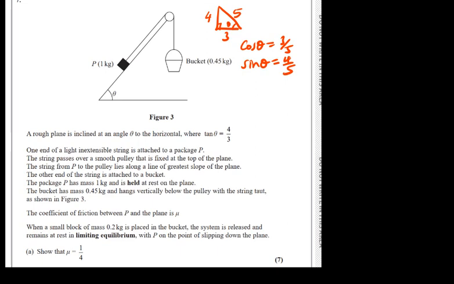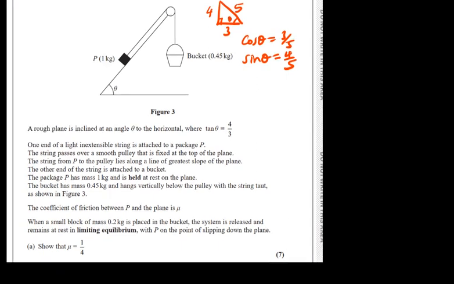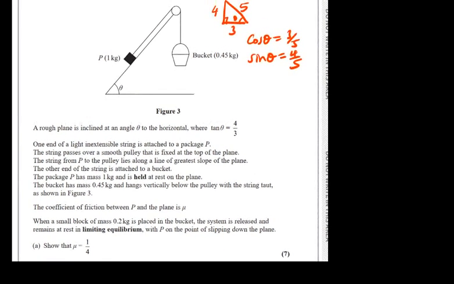Now once we have all that, it's time to embark on our job. In this case, we are also told that the string passes over a smooth pulley. Pulley smooth meaning that tension is the same on both sides, and the string from P to the pulley lies along the greatest slope. As you can see, the other end of the string is attached to the bucket. The package P has a mass of 1 kilogram and is held at rest on the plane.